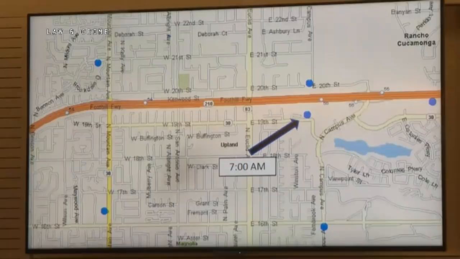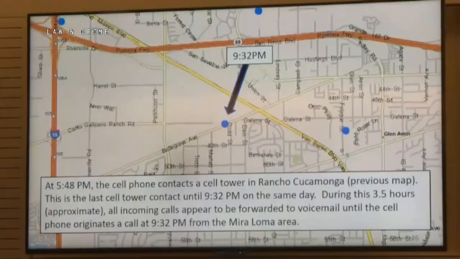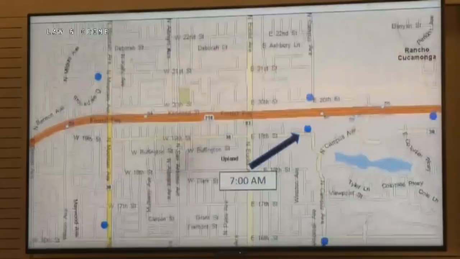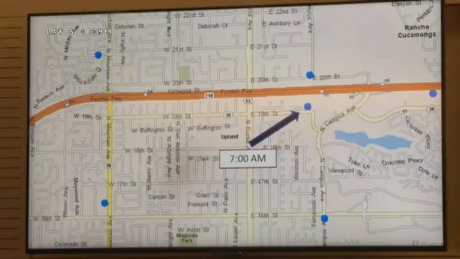I want to go back to 468, if I may. Where was this tower data located? It's in the Mariloma area, which is the 9:32 p.m. on February 4th, which is south of Interstate 60, and that cell tower is east of Interstate 15. Sorry, so back to 469 on February 5th, what did we have? The first call of the day is at 7 a.m. in the Upland area, just south of Interstate 210.